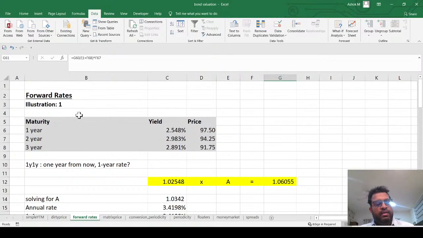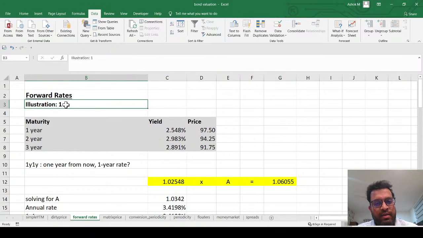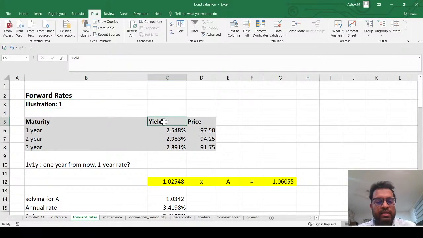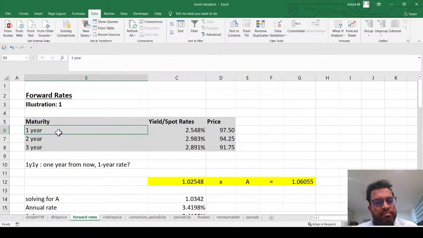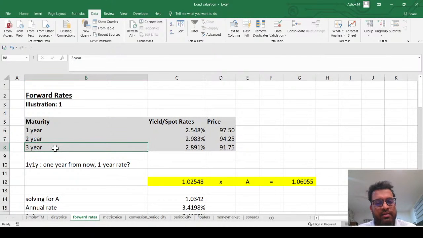We are given some yields. Basically these are spot rates. We are given spot rates for 1 year, 2 year, and 3 year. So the question is, how do you derive forward rates?